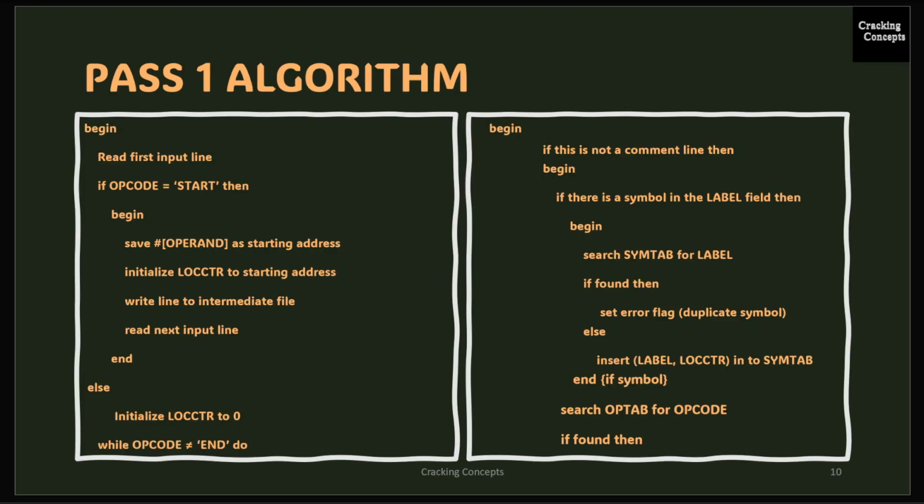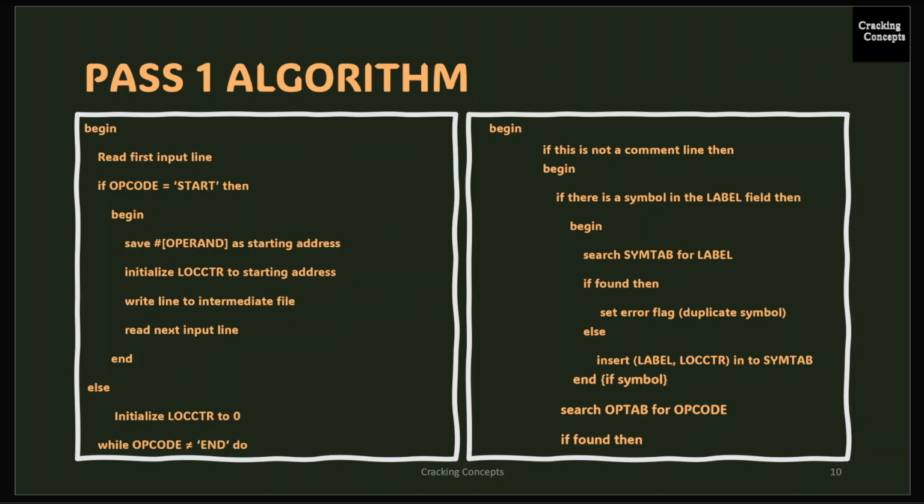Now we look into the algorithm for pass 1. As written here, the first input line is read, and first it checks whether the first opcode entered is start or not. If it is start, it will be followed by some starting address, if any. So it will save the operand, whatever is given after start, as the starting address. Since it is the starting address, the location counter will also be given the same value. And the first line, which is the starting line, will be written to the intermediate file.